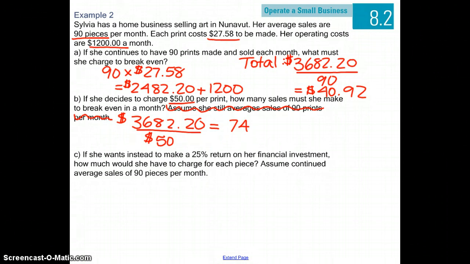Part C then says she wants to make a 25% return. So that's what her profit needs to be. How much would she have to charge for each piece then? Again, assuming that she sells 90 pieces per month. So now we have to take her total expenses.